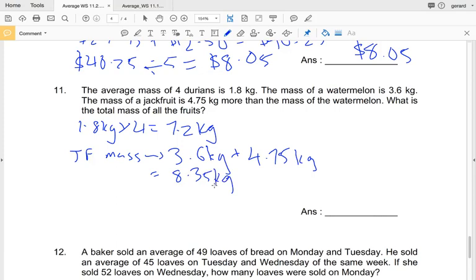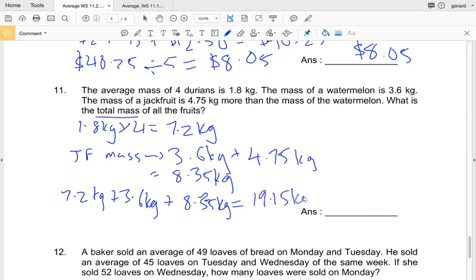Okay, so now we got the jackfruit. Now you look here, read the question, they only want a total mass, they don't want an average, so we just find the total mass and we stop at that. Add all together: 4 durians, 7.2 kg, 1 watermelon is 3.6 kg, 1 jackfruit is 8.35 kg. Press the calculator, add them up, 19.15 kg.